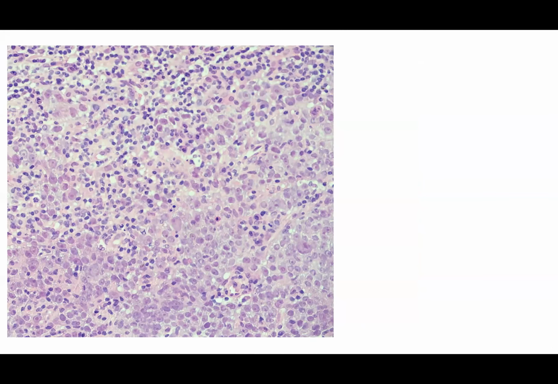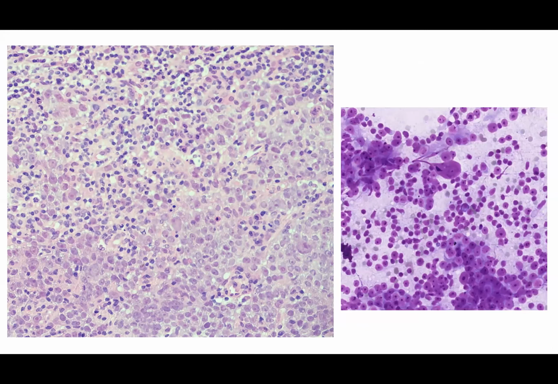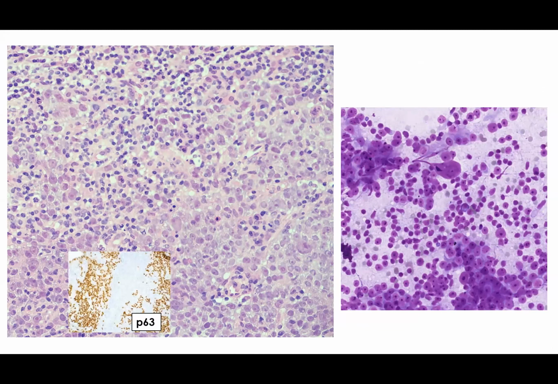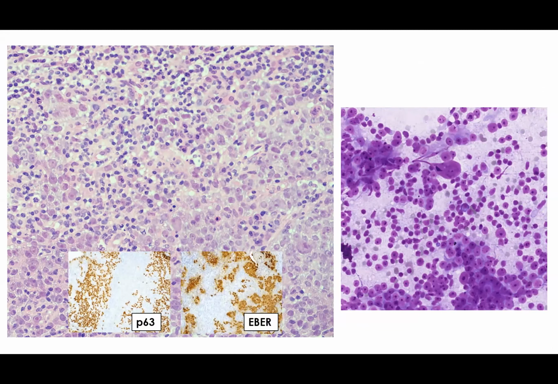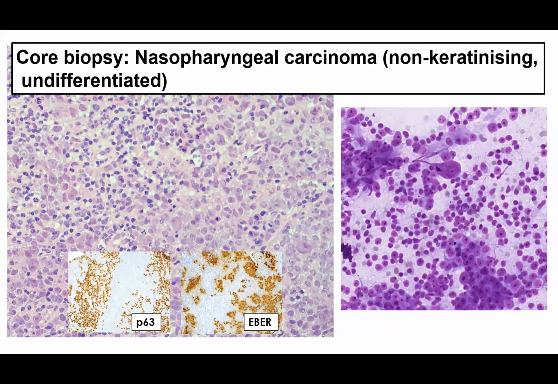So because this was a rapid on-site assessment, a core biopsy could be obtained, and similar to the cytology, you can see there are cohesive clusters and singly dispersed cells in a background of lymphocytes and plasma cells. And further immunohistochemistry showed that these larger epithelioid cells were P16 positive, P63 positive, and EBER positive. And this revealed that this was a nasopharyngeal carcinoma, a non-keratinizing, undifferentiated.